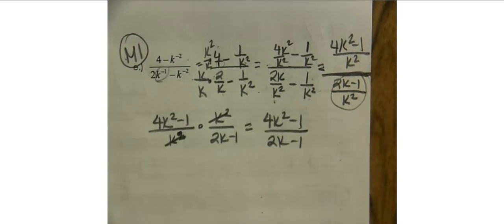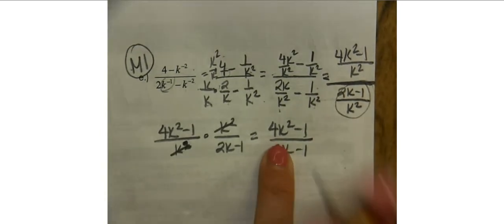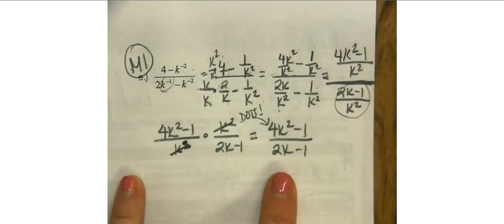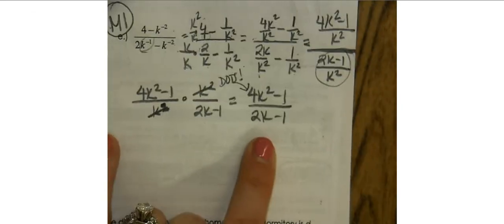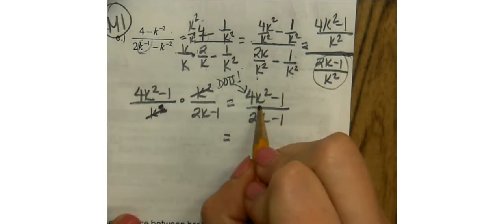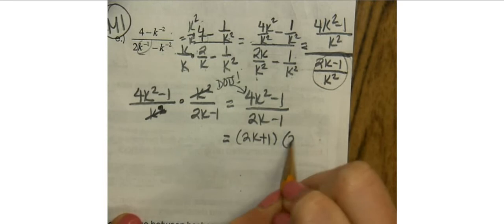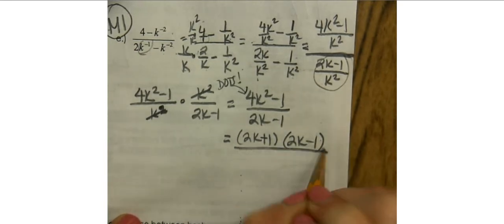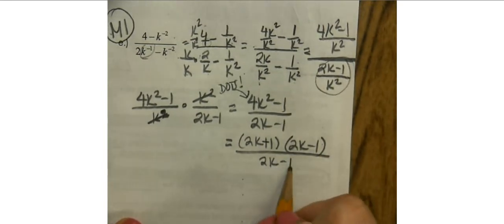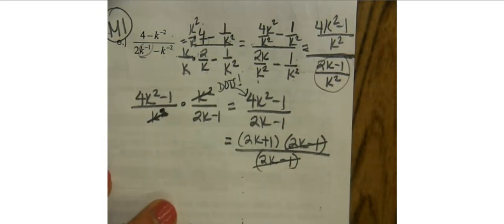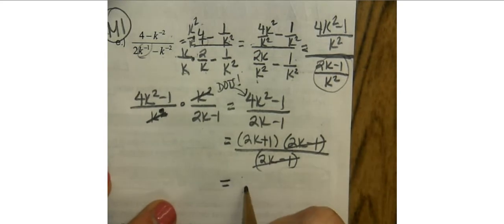And that's because the 4k squared minus 1 is actually a difference of 2 squares. And we need to factor that. So I'm going to factor 4k squared minus 1 into a 2k plus 1 times a 2k minus 1, and this is going to be all over 2k minus 1. Anything that's the same on the top and the bottom will get eliminated, so I'm going to eliminate the 2k minus 1s, and my answer is 2k plus 1.